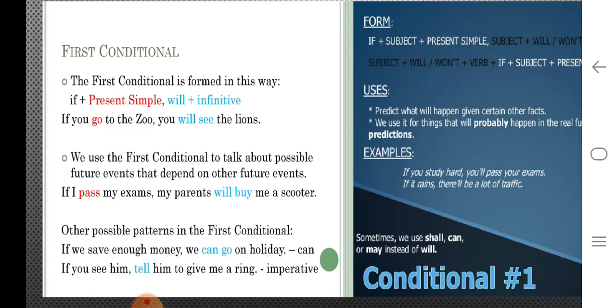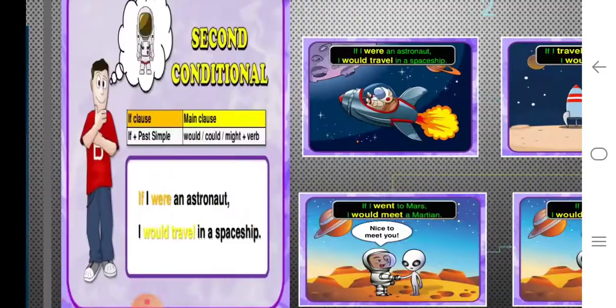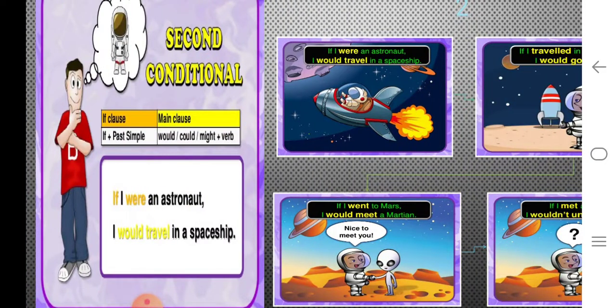So the same thing I have given you again here. It's if plus subject plus present tense. That becomes your first conditional clause. The second conditional clause will be your same if clause plus past tense. In the first clause we use the present tense. Here we are using the past tense, and the main clause can be would, could, might plus the verb.